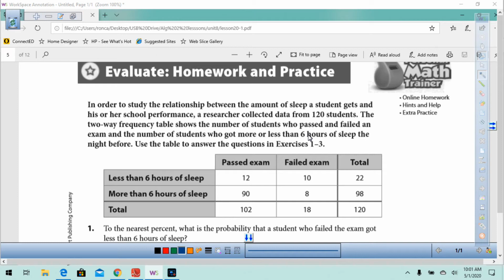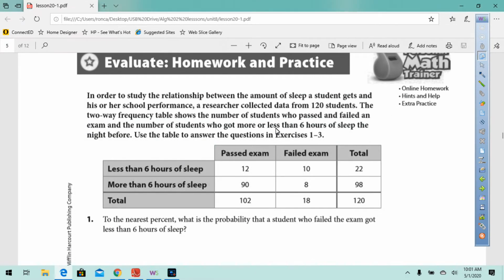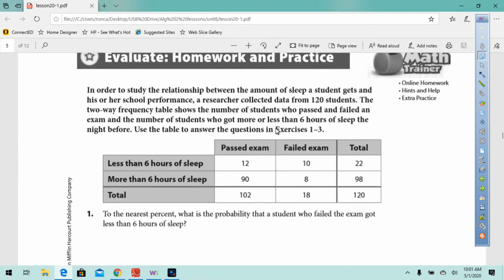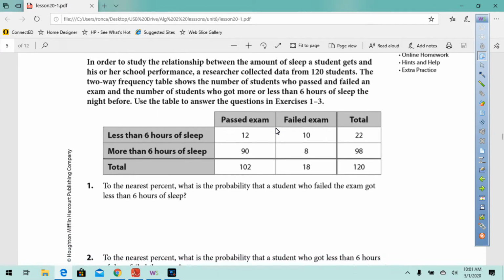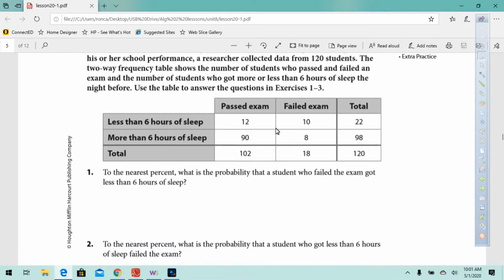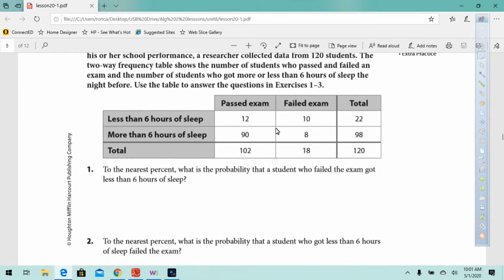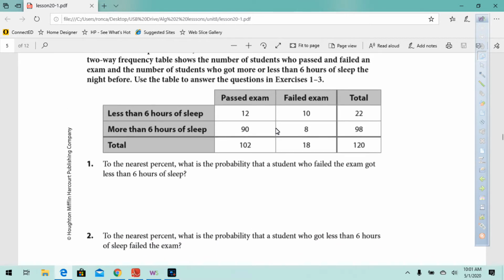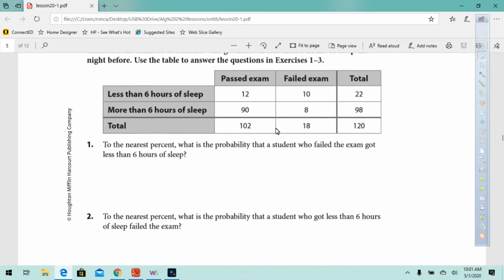Lesson 20-1. In order to study the relationship between the amount of sleep a student gets and his or her school performance, a researcher collected data from 120 students. The two-way frequency table shows the number of students who passed and failed an exam and the number of students who got more or less than 6 hours of sleep the night before. Use the table to answer questions 1 through 3.